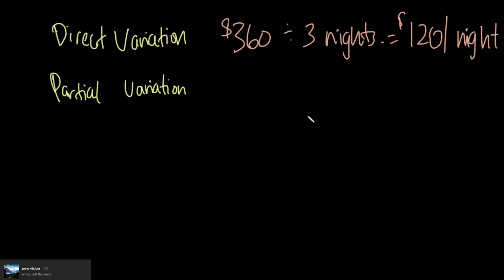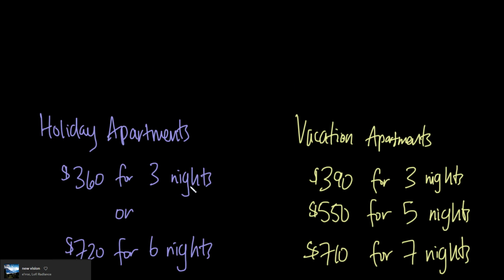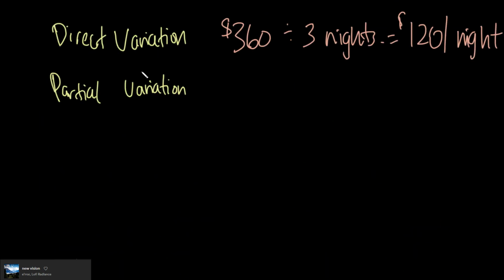And this stays true, right? $120 per night stays true, because 120 times 6 here is 720, which means in this case it is a direct variation. So that's our justification for that. And this is our initial value, right? $120 a night. Partial variation basically just means a non-linear relationship.